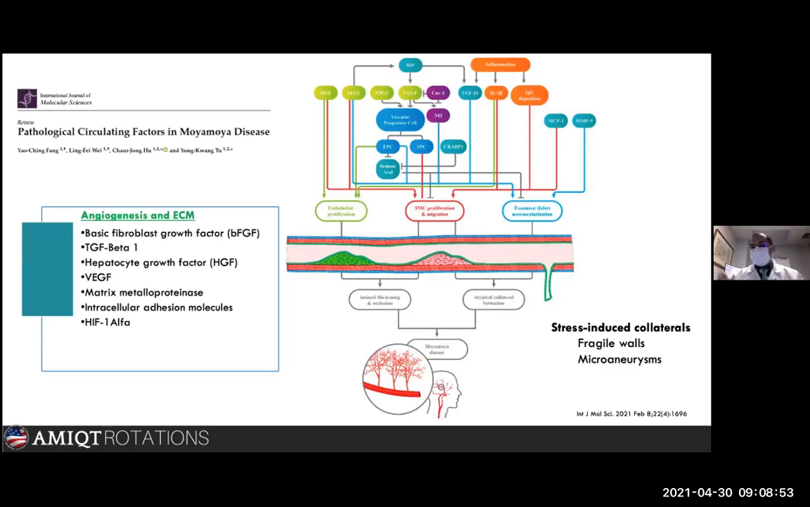And as a consequence of the reduced blood flow and the reduced oxygenation of the brain tissue, this will produce a neovascularization process that will cause the production of new collateral vessels that unfortunately are aberrant, as they have fragile walls and they could also have microaneurysms. These last two characteristics are the ones that make a greater risk of bleeding episodes in these patients.